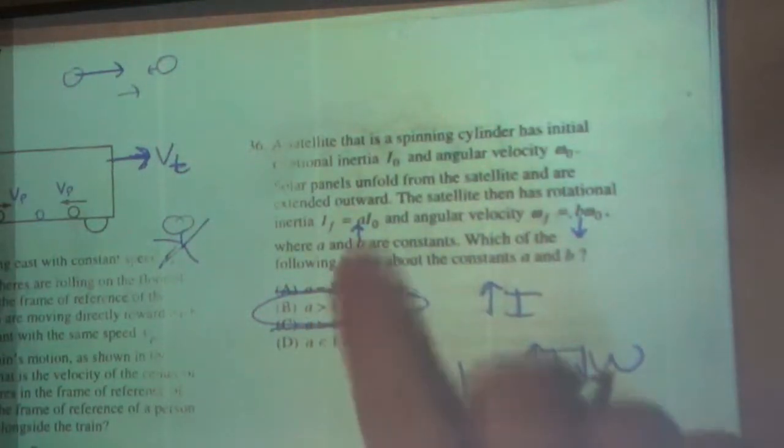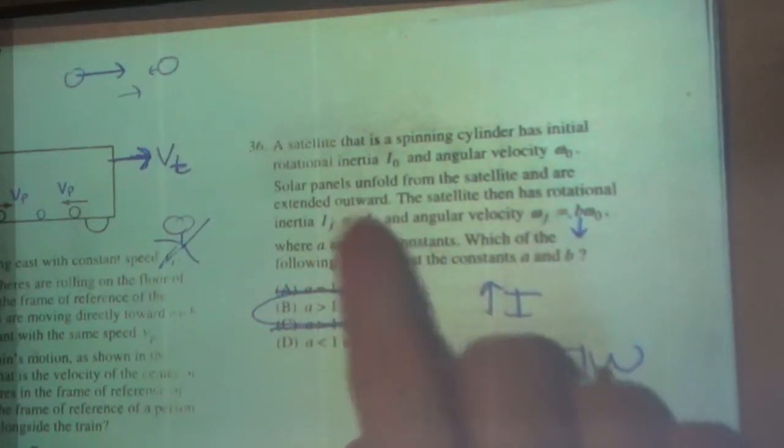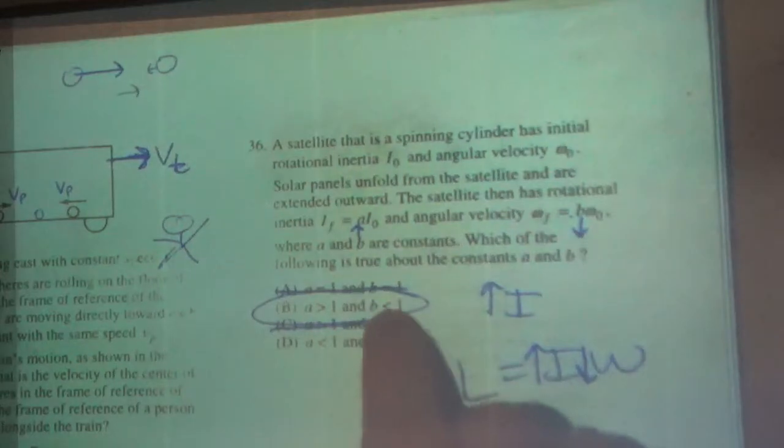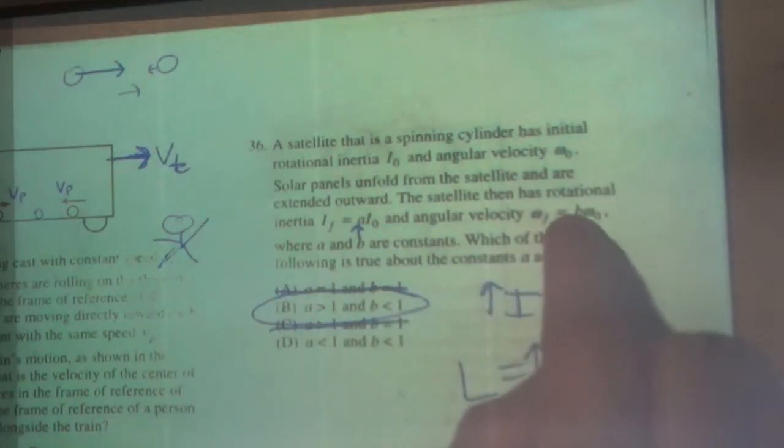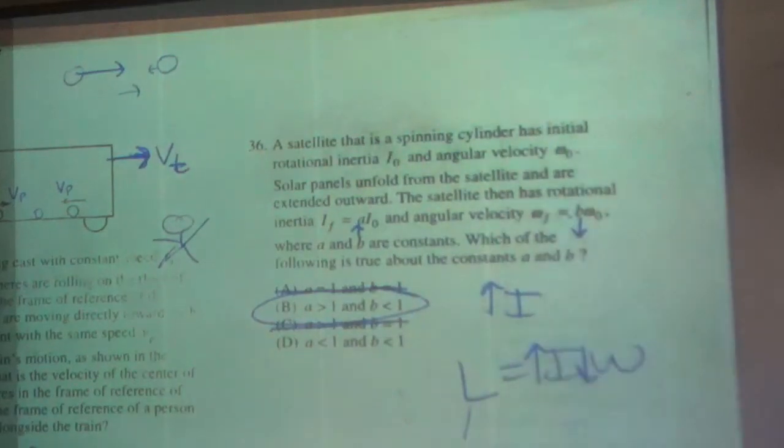A greater than 1, that makes sense. When you multiply by a number greater than 1, this is going to increase. B would be less than 1, so like 1/2, 1/3, 2/3, etc. When you multiply it by a number less than 1, that's going to make this decrease.